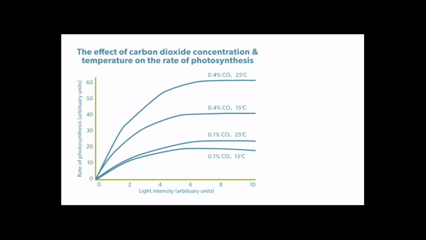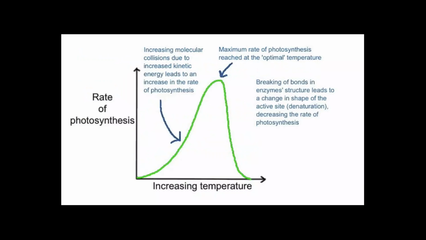And this again shows the effect of light intensity on photosynthesis. We've discussed this graph already. This is increasing temperature, and notice this is a typical enzyme curve. Once the maximum rate of photosynthesis is reached, this is the optimum level, and it falls off very quickly after that. The breaking of bonds in enzyme structure leads to a change in the shape of the active site, and increasing molecular collisions due to increased kinetic energy on this side.